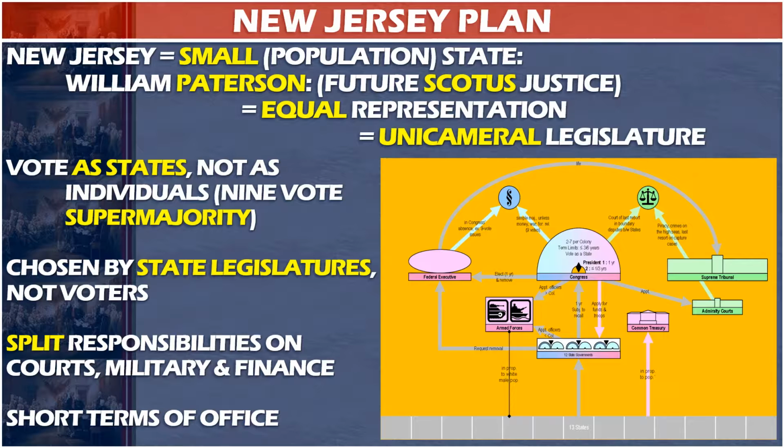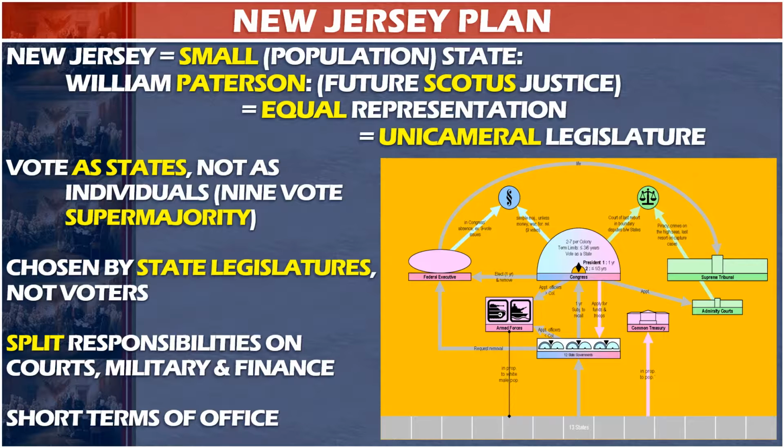New Jersey was a small population state, and therefore they were going to be overwhelmed by larger states like New York, Pennsylvania, and Virginia. And so what they wanted was equal representation, meaning every state had the same say, whether it was large or small. So New Jersey would have the same power as larger states like Virginia, Pennsylvania, and New York. They also wanted a unicameral legislature. Once again, camera is Italian for chamber or room. Uni means one. It means one chamber in the legislature.